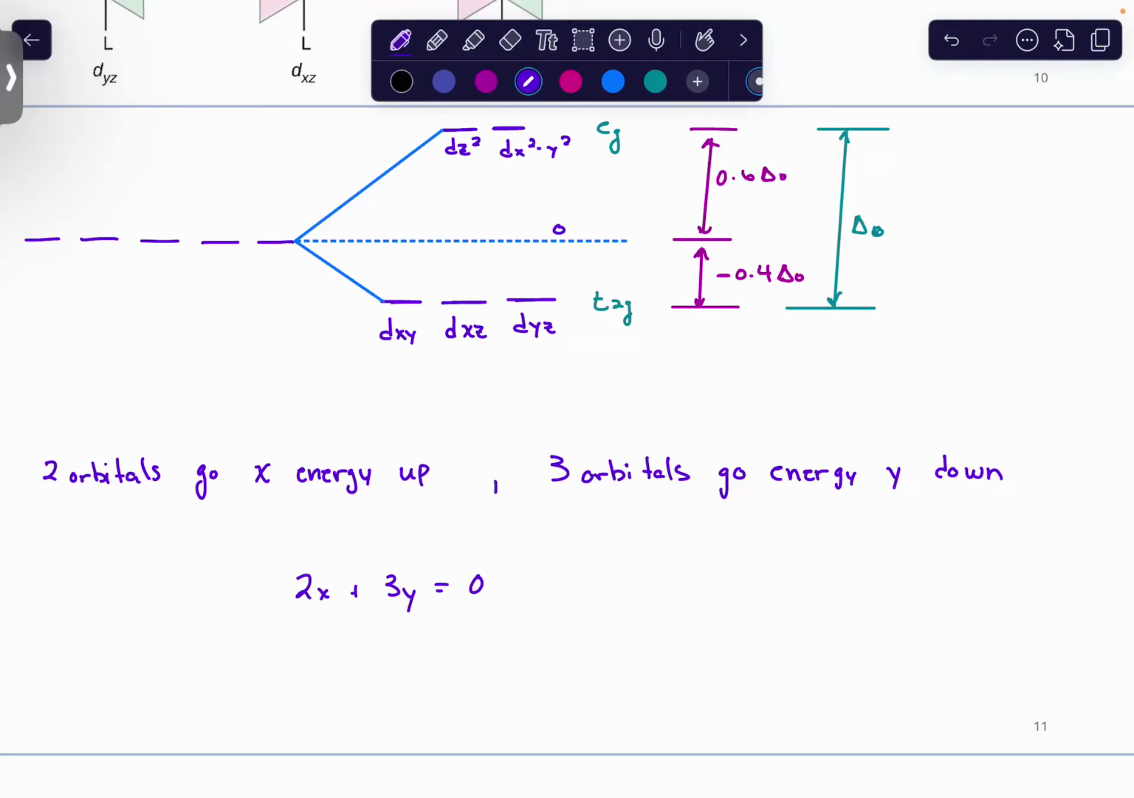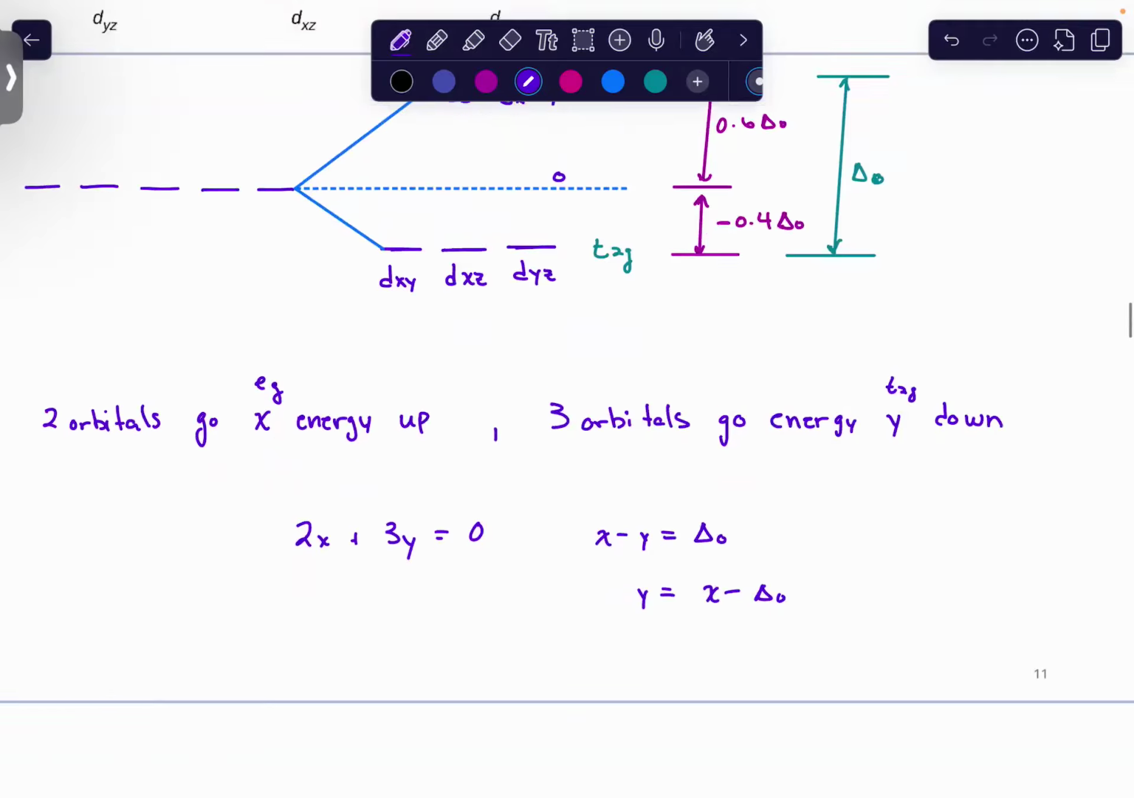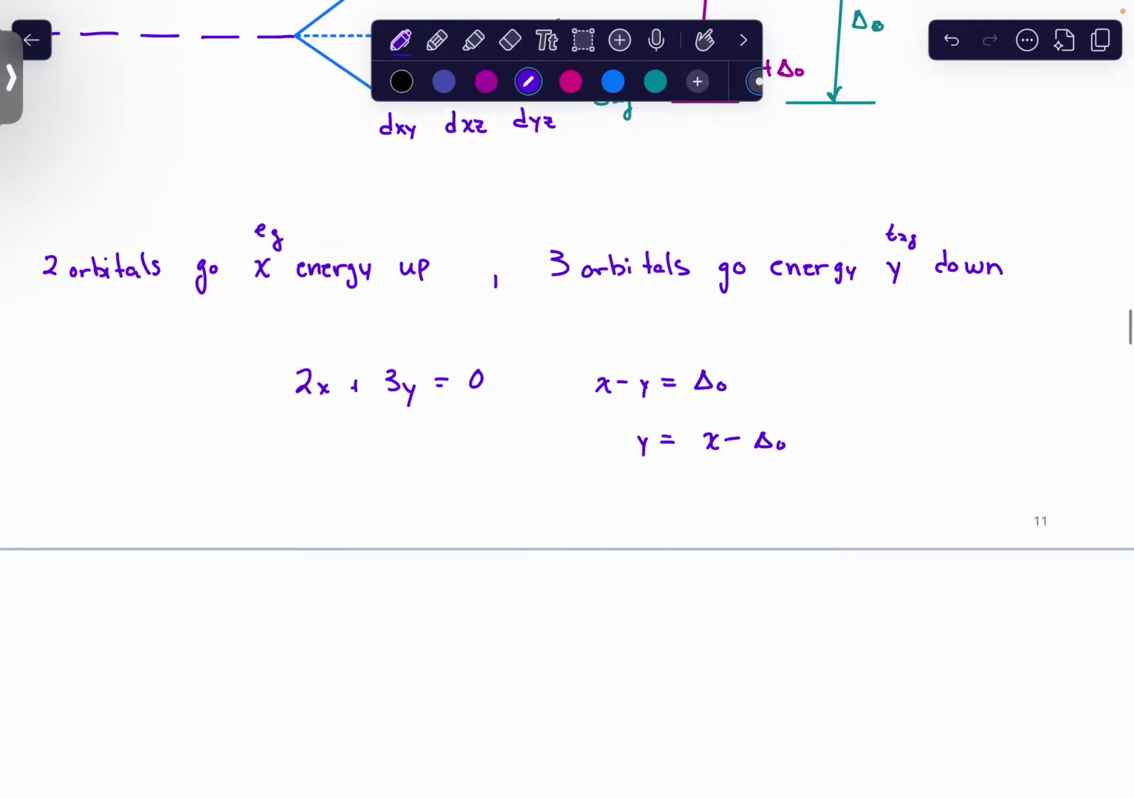Okay. I also know that x minus y equals my delta O. Okay, well, so if I did x up, that's going to be my EG. My y will be for my T2G. So let's look at that. So let's solve for the EG. So I need y is going to be x minus delta O. I can plug that in here.